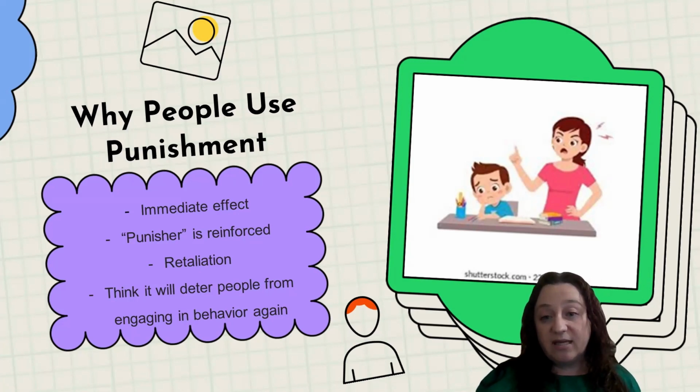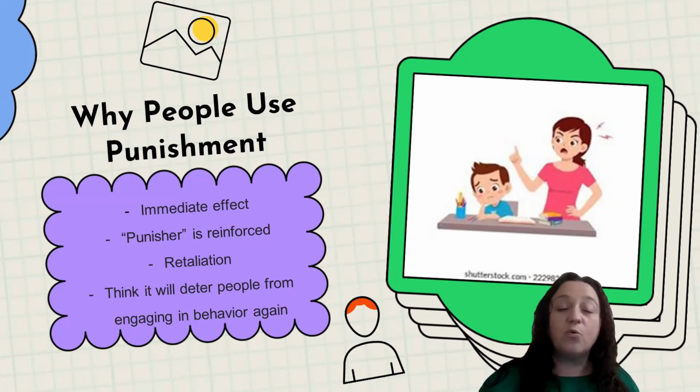Some people might engage in punishment for retaliation. I hear a lot when I go into classrooms that a student did some sort of aberrant behavior, and so there must be some sort of consequence or retaliation that must happen for this student because they engaged in this unpleasant behavior. People also use punishment because they believe it will deter people from engaging in behavior again.